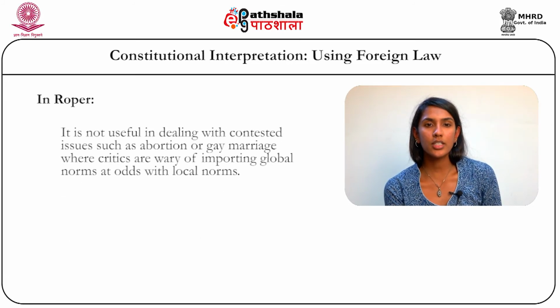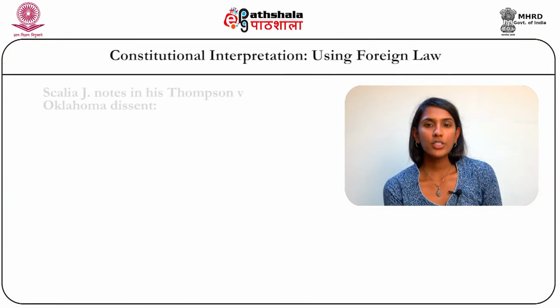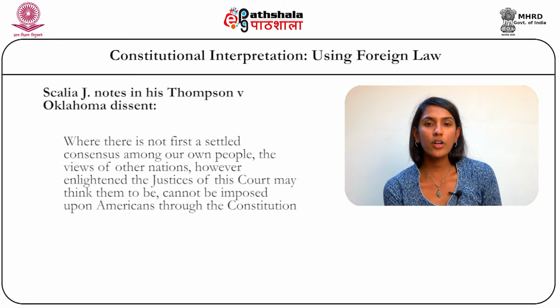Unfortunately, it is not as useful while dealing with contested issues such as abortion or gay marriage, where critics are wary of importing global norms at odds with local norms. We saw this in Thompson versus Oklahoma, where the dissenting opinion noted, where there is not first a settled consensus amongst our own people, the views of other nations, however enlightened the justices of this court may think them to be, cannot be imposed upon Americans through the Constitution.